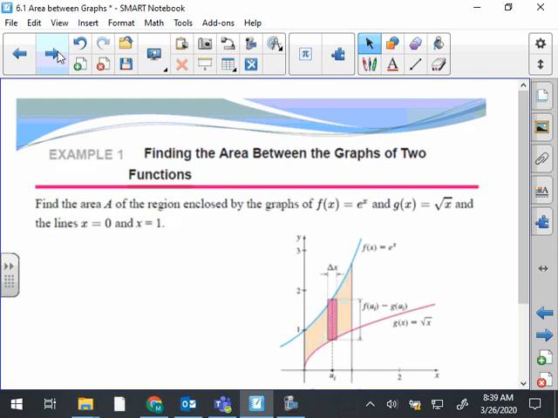So here we want to find the area between the enclosed graphs, and here we have one function, f of x equals e to the x, and g of x, which is the square root of x. And they're actually giving us the boundary lines when x is 0 and when x is 1. And we can see that area right in here.